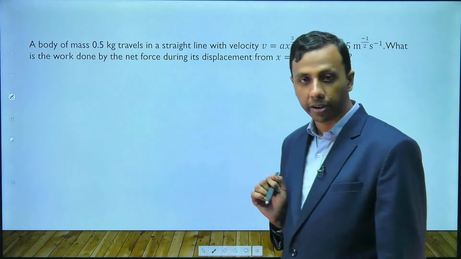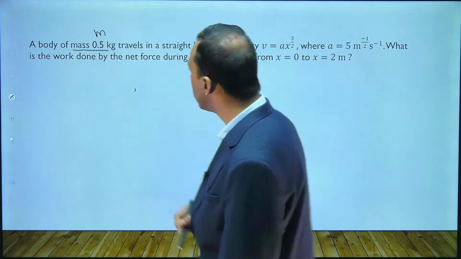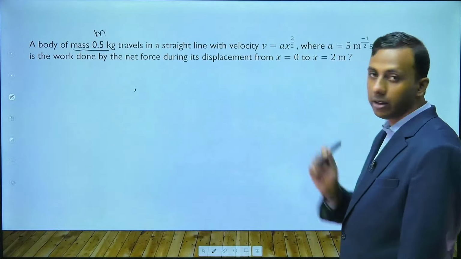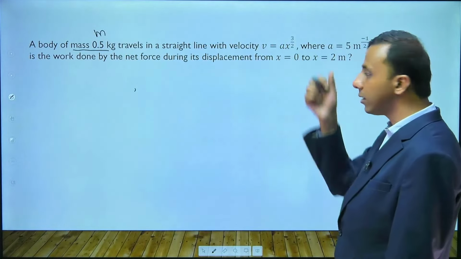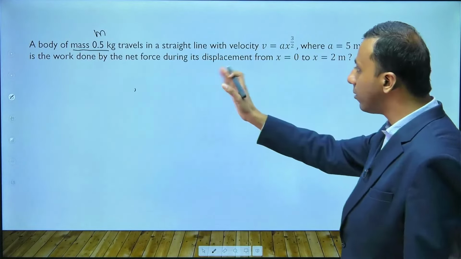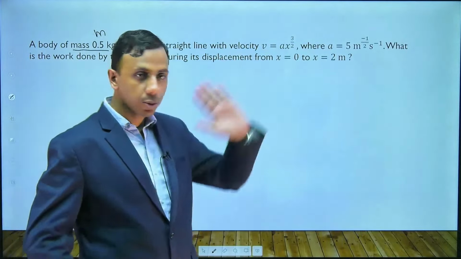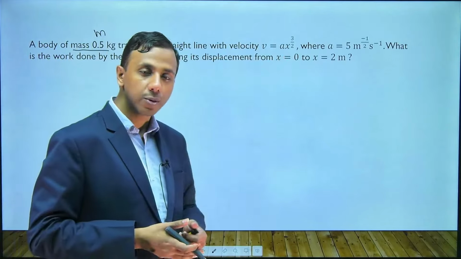A body of mass 0.5 kg, right? So mass is given to you. It travels in a straight line with velocity v. V is given as dependent on x, where a is some constant. What is the work done by the net force during its displacement from this x to that x, right? How will we do this question?